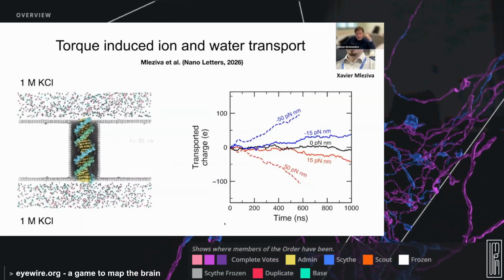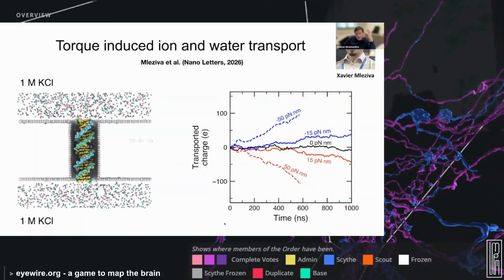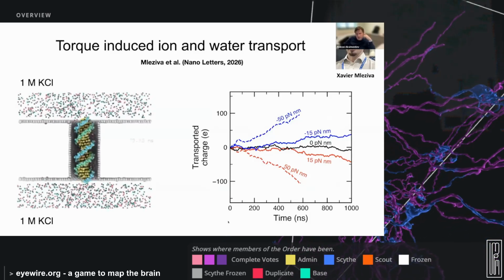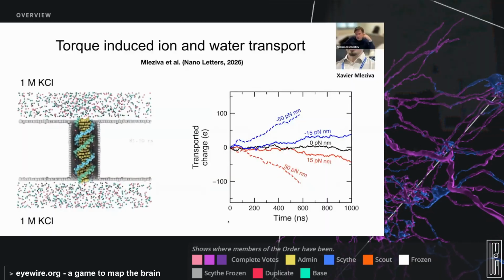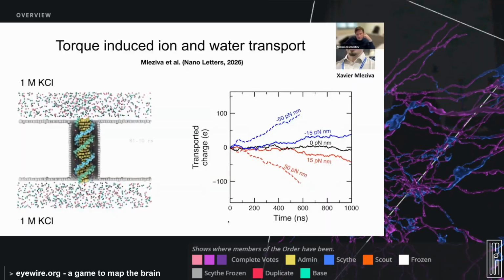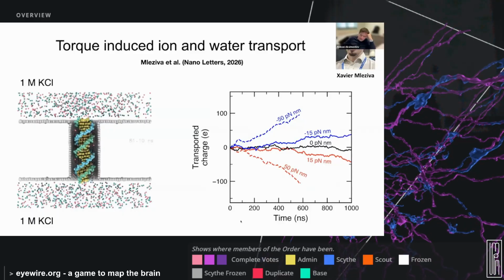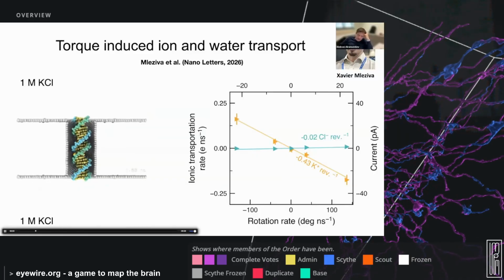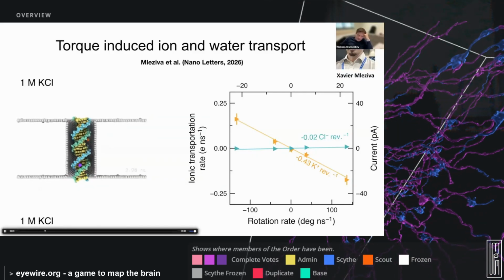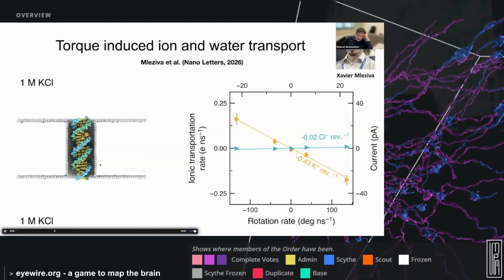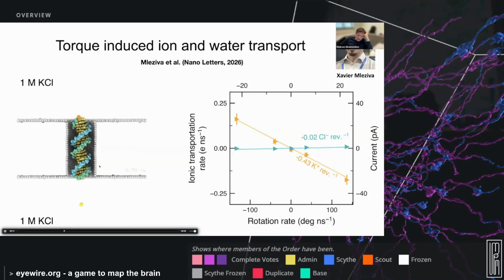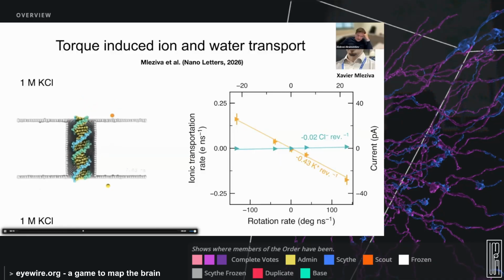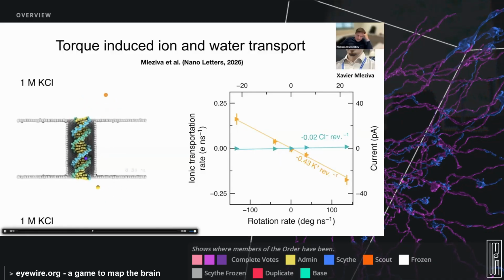But more importantly, we can measure how much charge is transported through it, and we clearly see deterministic transport of charge, meaning that if we change the direction of rotation, the charge would go the other way, and so on. So here's a movie that illustrates the process. You're looking at three ions, and they are being transported down here. There's a lot of stochasticity in this process, but eventually we'll see how, for example, the blue guy actually escapes.